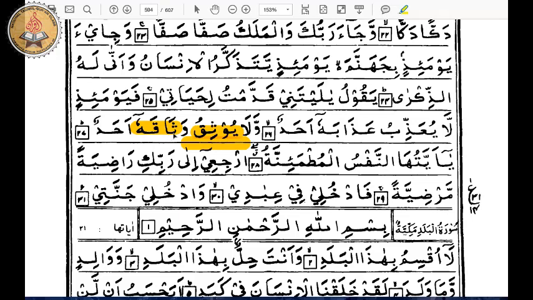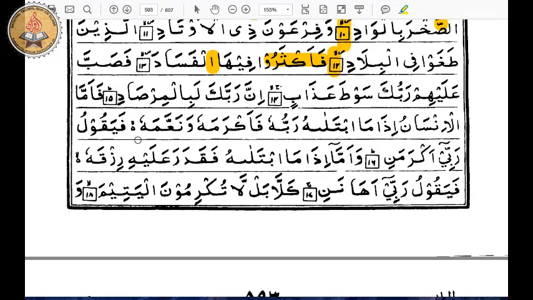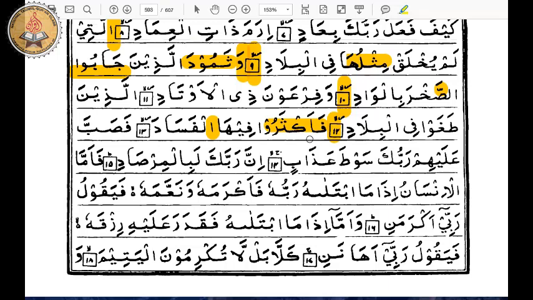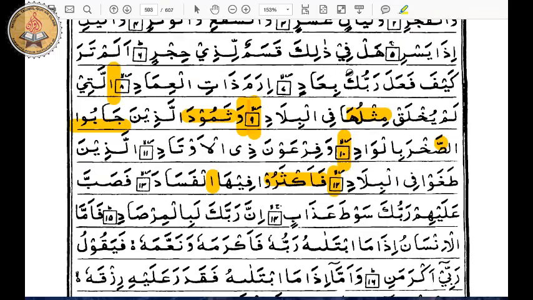Thaqahu. Sakahu. Okay, very good. Let's try it over here. Fa'aktharu. Kathur. Fa'aktharu. Very good. Wathamuda. Mithluha. Excellent, very good.